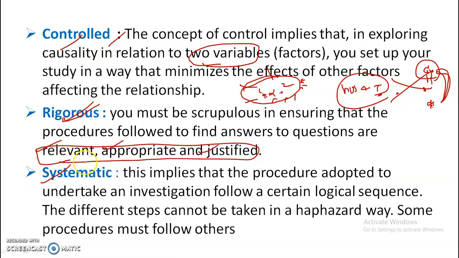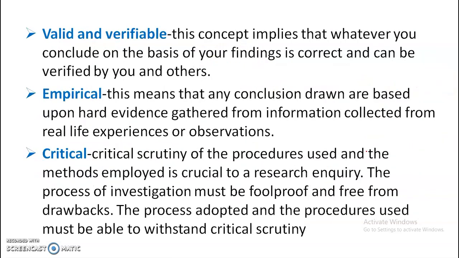And the next one is systematic, one of the characteristics of research. It implies that you have to undertake an investigation following a certain logical sequence. That means everything must be in sequence. The different steps cannot be taken in a haphazard way. Okay, that means you have to follow some procedure. So whatever answer you want to find out for a research problem, you have to do all the things in a systematic way. Okay, so that is the main characteristic. You should not do the steps in different ways.